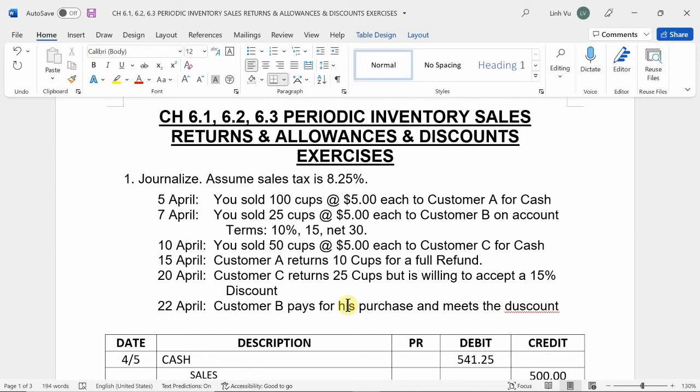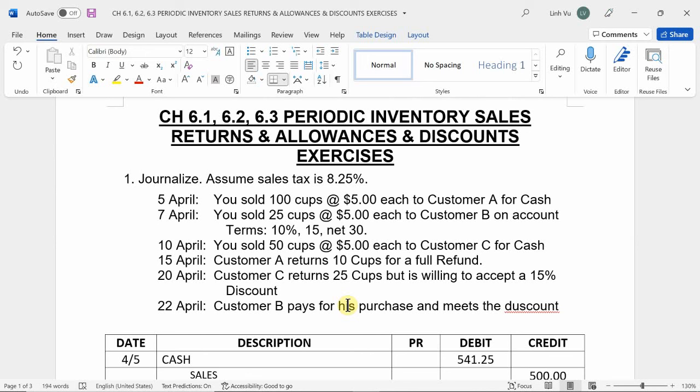So I'm gonna calculate whatever. Is it 1031? Not 1031. No, that's not it. So it's customer C. We're doing April 20, right? Customer C returns 25 cups.